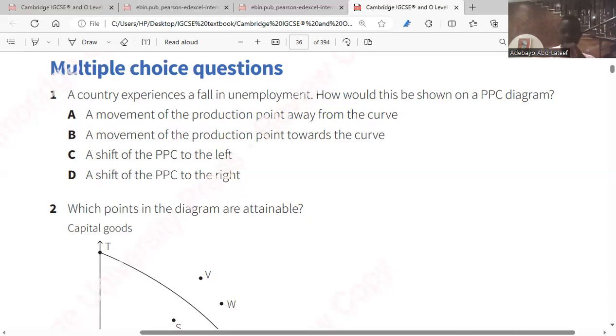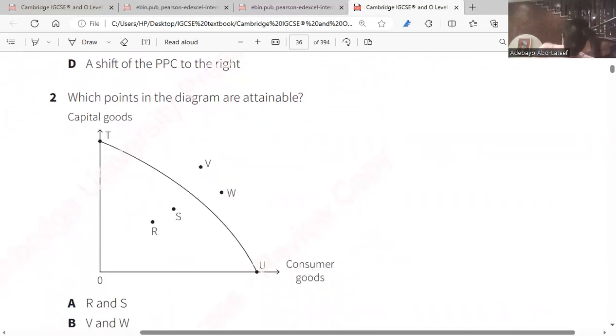The next one. Which points in the diagram are attainable? B and W. So the answer is B. V and W? Yes, they are attainable. Attainable for capital goods. I told you when the point is outside your PPC curve, it is not attainable.